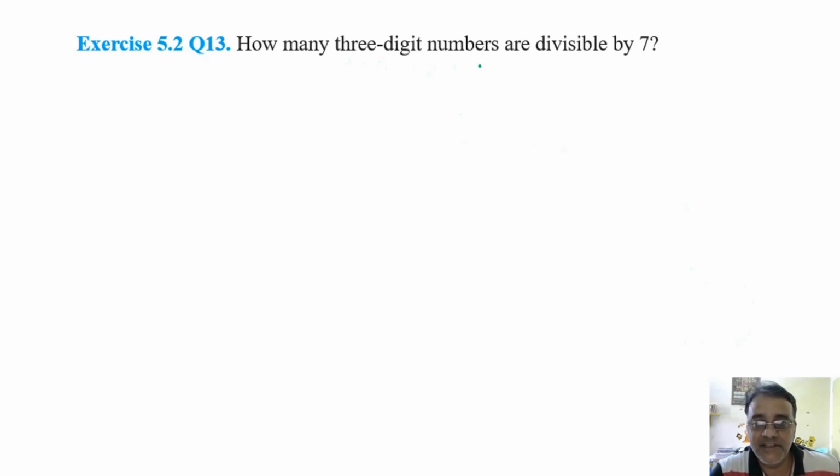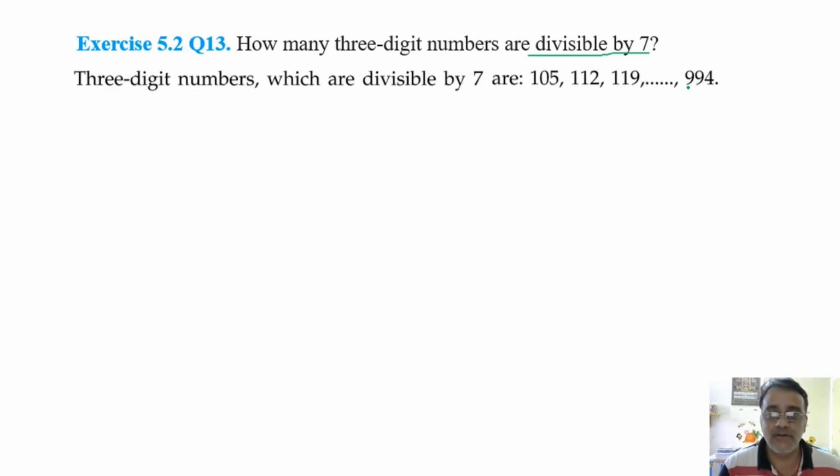So how many 3-digit numbers are divisible by 7? Which is the first 3-digit number which is divisible by 7? 105. After 105 what will we do? We will keep adding 7. What is the last 3-digit number which is divisible by 7? 994. Right, very good. So 105, 112, 119 up to 994.